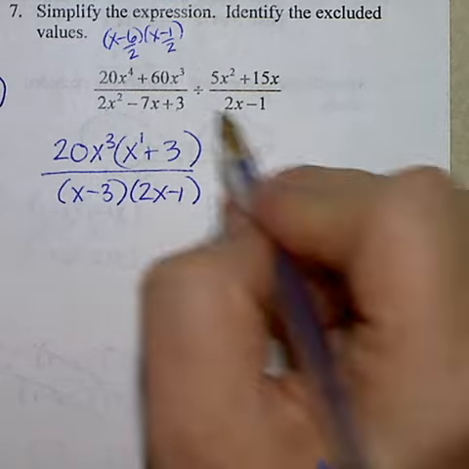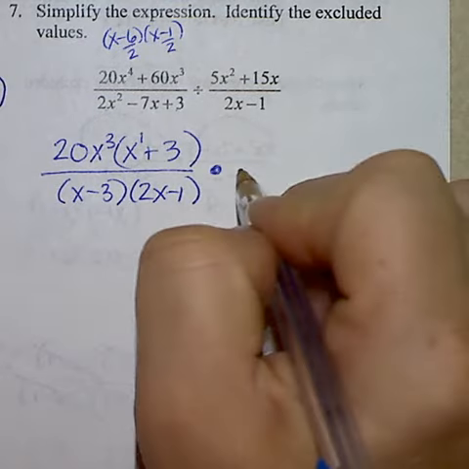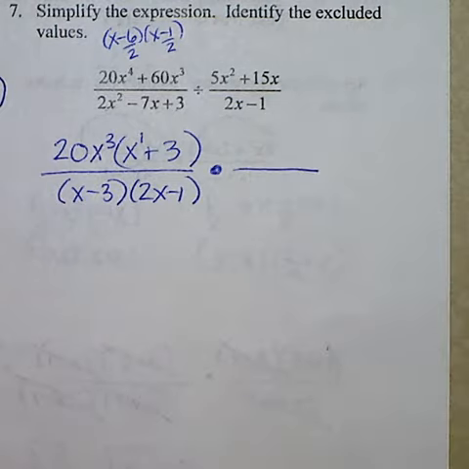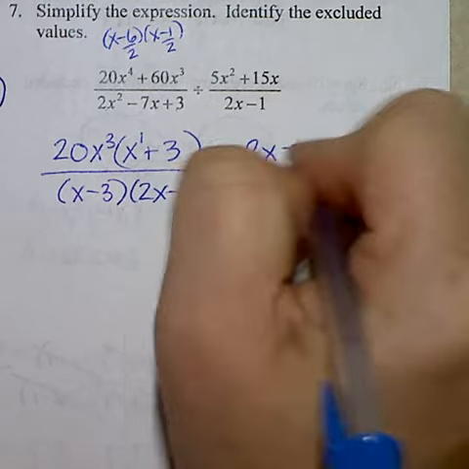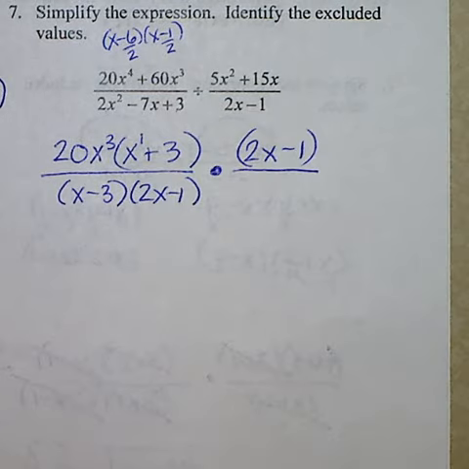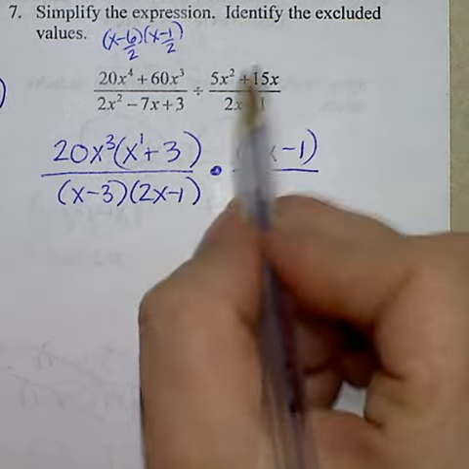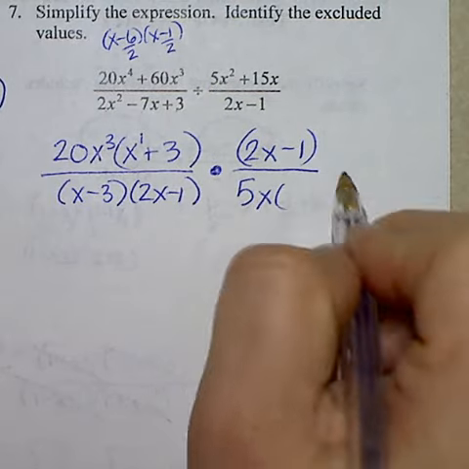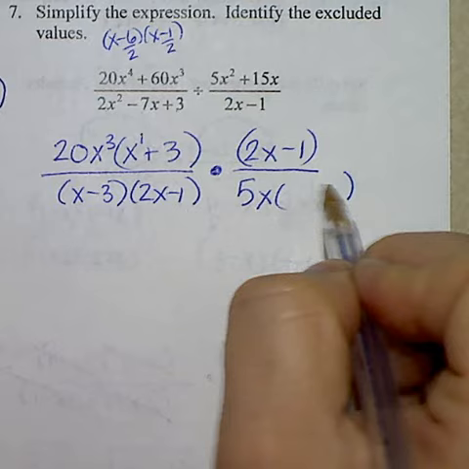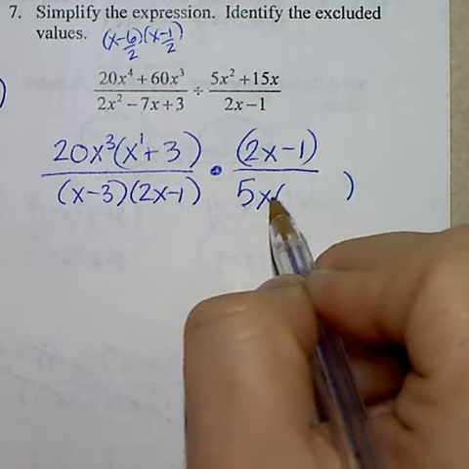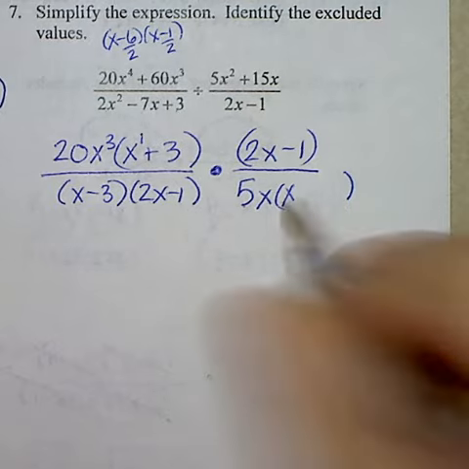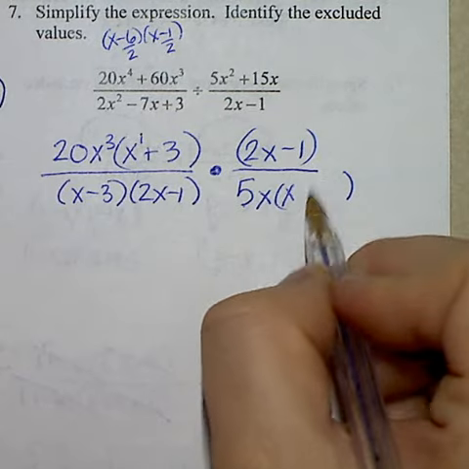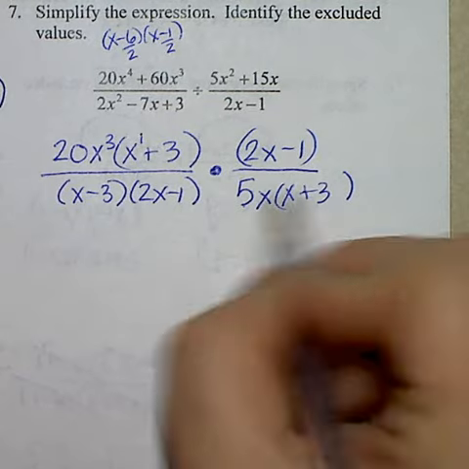Turn division into multiplying. Put a line down and we're going to flip it. So the 2x minus 1 on the bottom now goes up to the top. In the top, I can factor out a 5 and an x. What goes inside the parentheses? So 5 times, I need an x squared, so I attach an additional x. And 5 times 3 is 15. There's 15x.